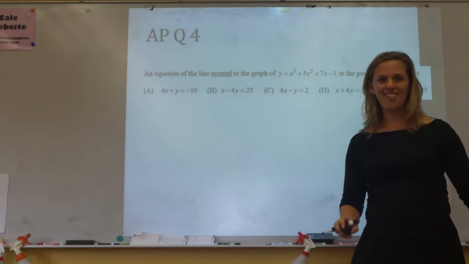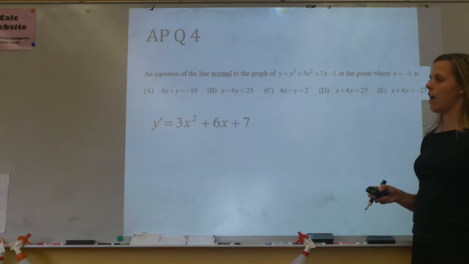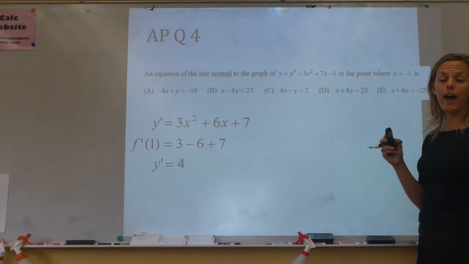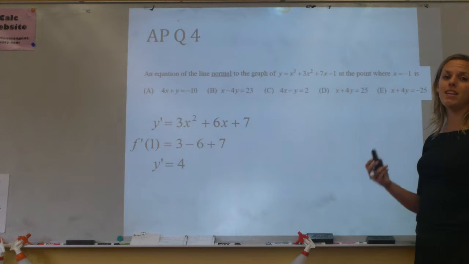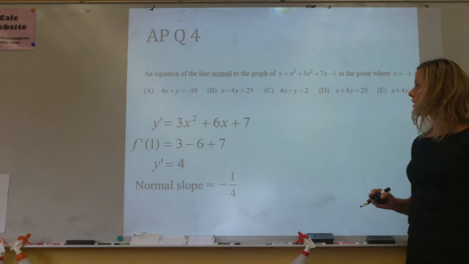And we're back. All right, so I found the derivative first, so I'm looking for my m first. So that's my derivative. I'm substituting in 1, so I get 4 as my derivative. I don't use the derivative, I use the perpendicular slope of the derivative, so the normal slope is -1/4.